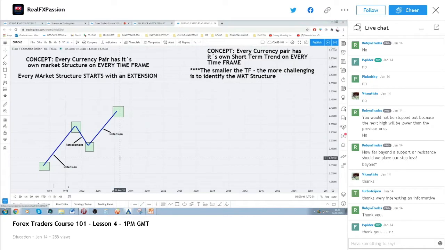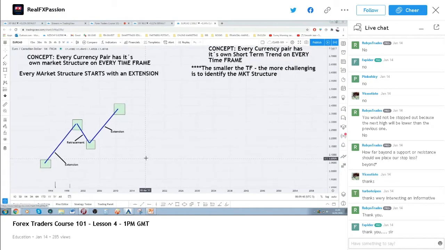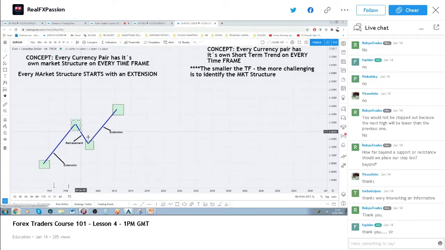Retracement, extension, retracement. Nothing special, right? Nothing that difficult. So this is one: we have an extension, we have the retrace. Now, how are we going to identify the correct structural highs and lows?